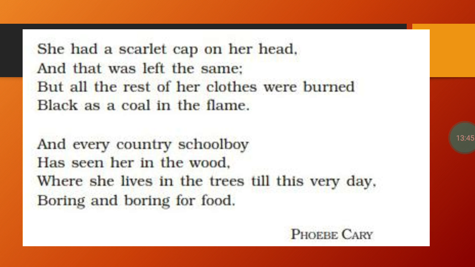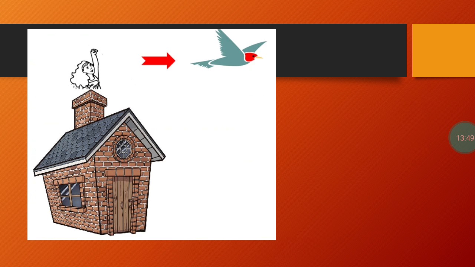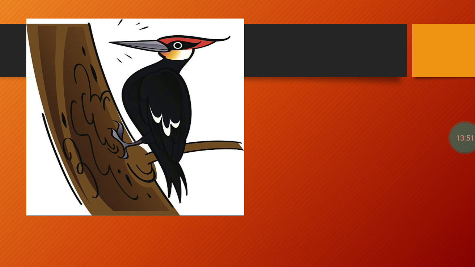What's the meaning of "and that was left the same"? See, when the woman turned into a bird, when the woman turned into a woodpecker, at that time she was wearing a red colored cap on her head. The cap was on the bird's head too. Have you seen the picture? See, the red colored cap. It's on the bird's head too.